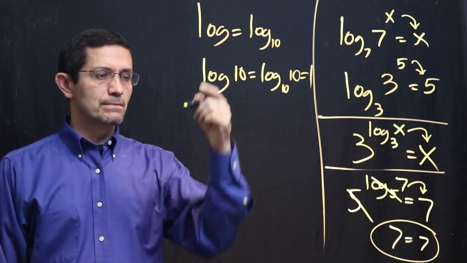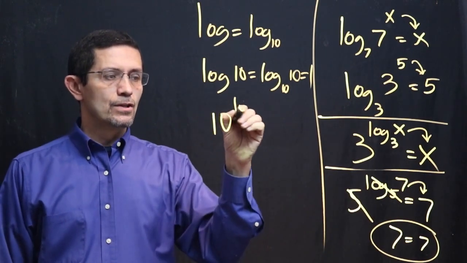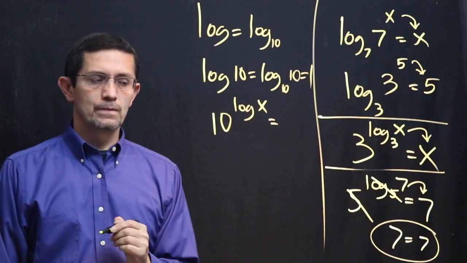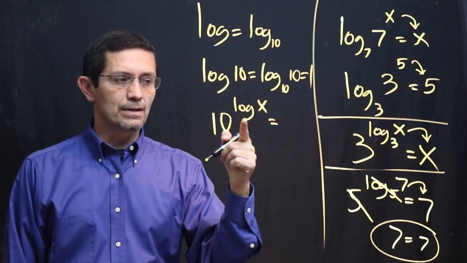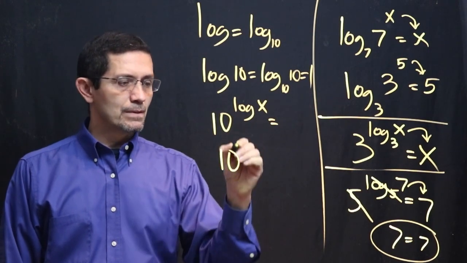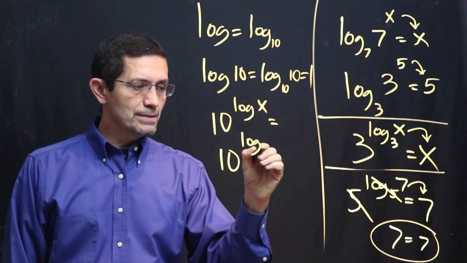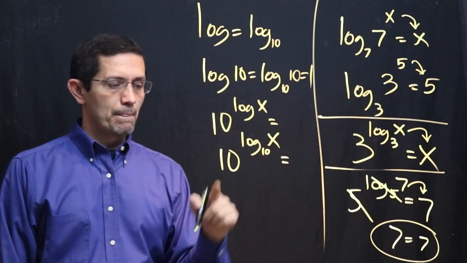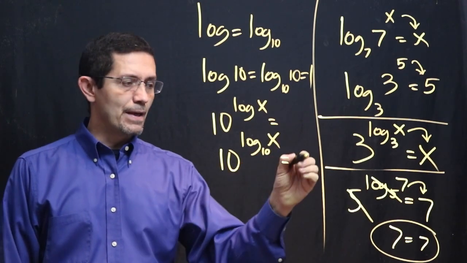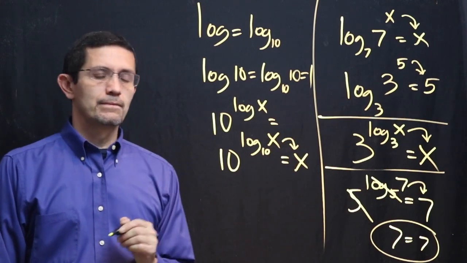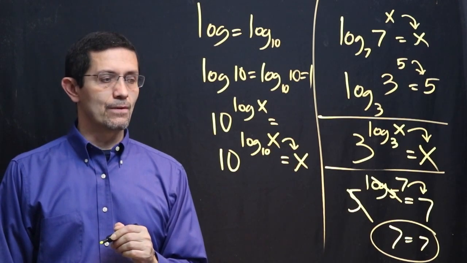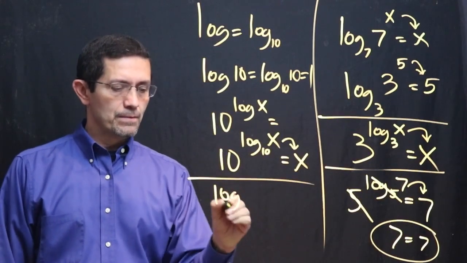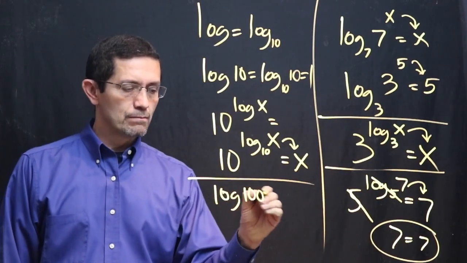Inverse properties. If I have 10 to the log of x, if you notice, I didn't put any base on the log. That means I have log with no base, which is base 10, of x. This and this will cancel out, and my answer will be the argument.